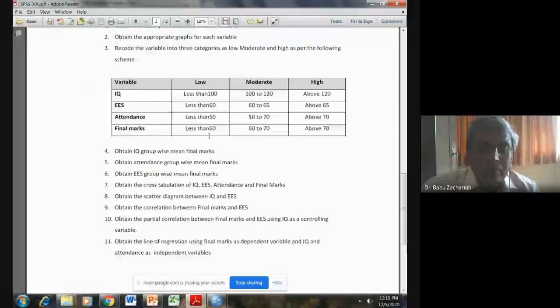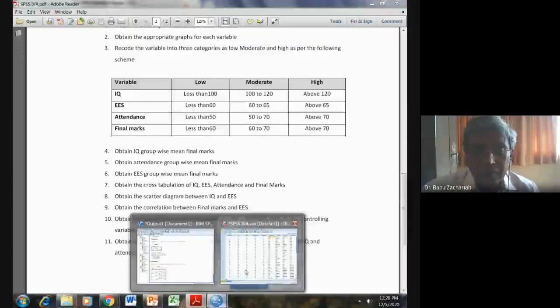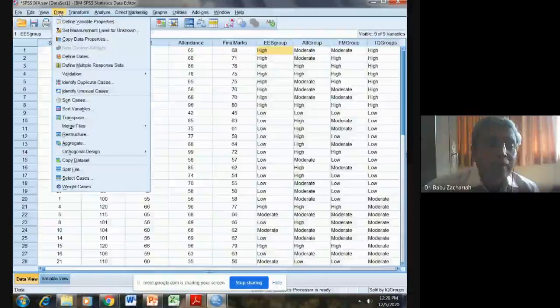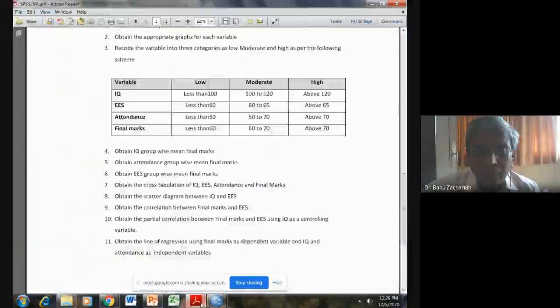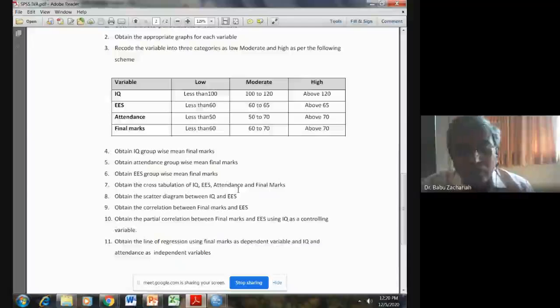Now, next question: obtain attendance-wise mean final marks. Same way you can do, but please remember to remove the split file which you have created here. Go back there and remove the split file. Okay. So now we can perform the other one. Attendance-wise also, we can split it and perform the mean marks calculation. Obtain EES group-wise mean marks. Again, you can split it based on EES group and repeat the analysis.